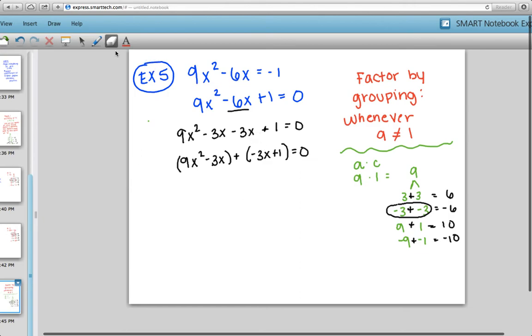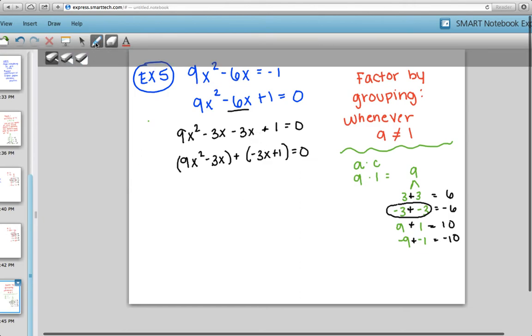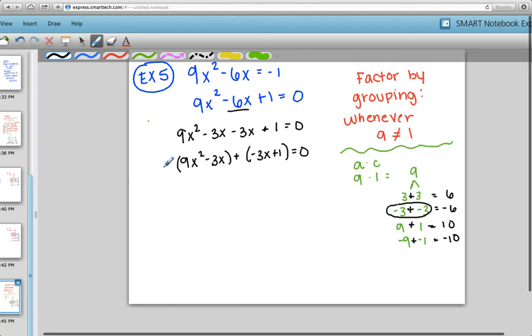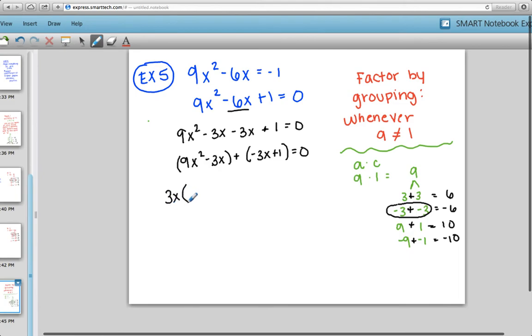Okay? All right, now that we have those parentheses, we're going to go ahead and try to simplify. So in this case, I'm going to take out a GCF. 9x squared minus 3x, they share 3x in common.